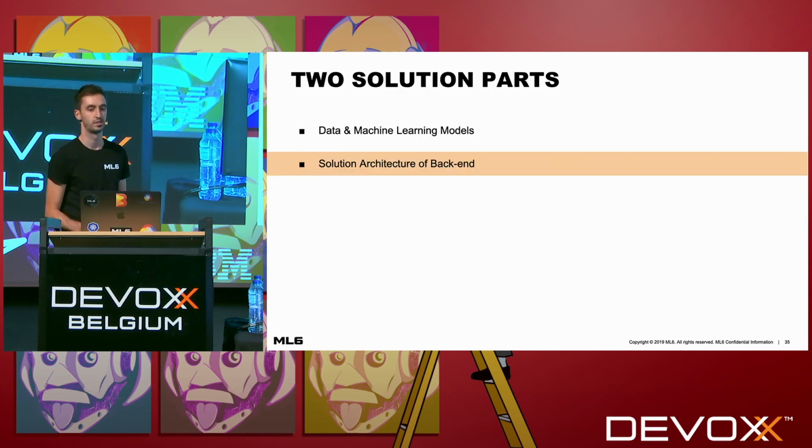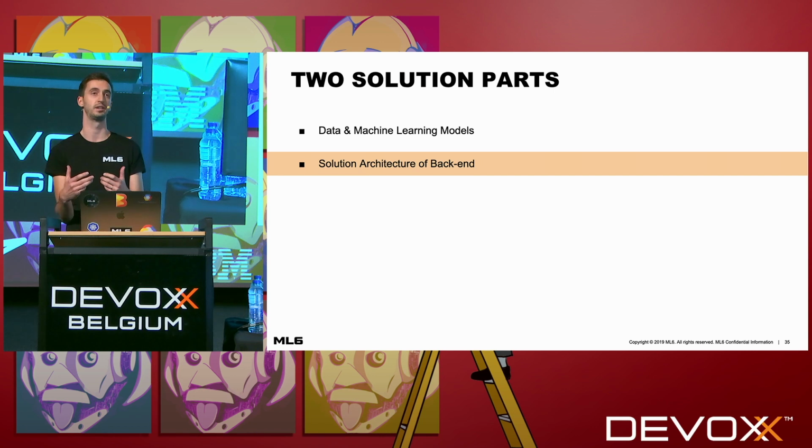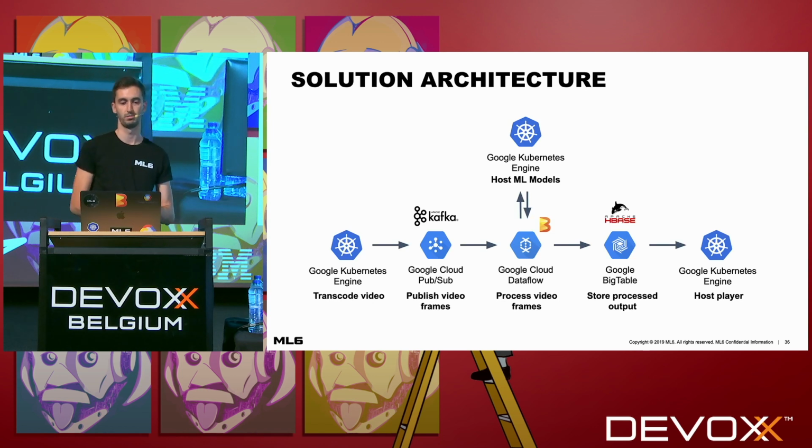Okay, so this was the first part, which covered a lot of data and machine learning models. Now I will talk to you about how we actually use those models in a backend system to crunch through the data within 10 to 20 seconds. And we're going to dive into some code as well. First I'm going to present you the high-level solution architecture.